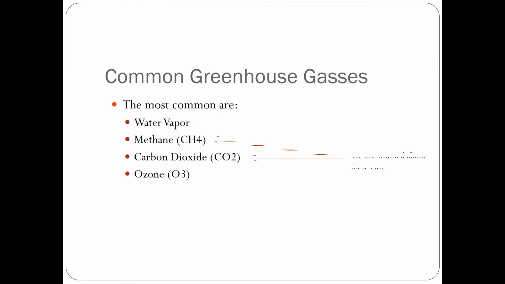On the other hand, these other 2, carbon dioxide and methane, these are the 2 that we're most worried about. But why are we worried about these 2? Well, there are 2 key things. One, unlike water vapor and ozone, which cycle in and out of the atmosphere very quickly, once a molecule of carbon dioxide gets into the atmosphere, it can hang out there for years.